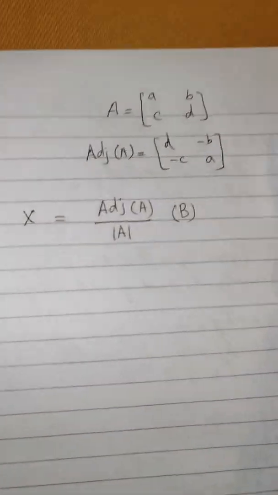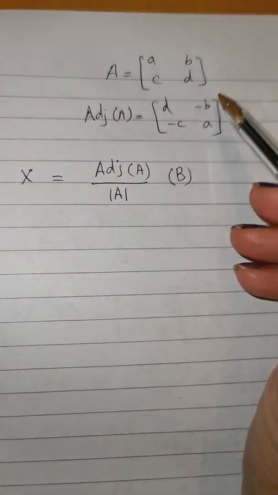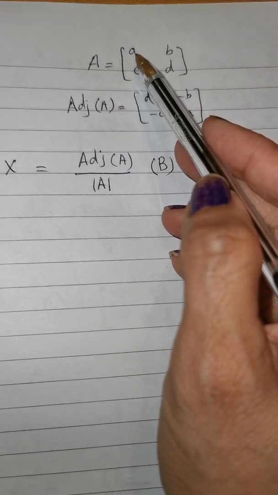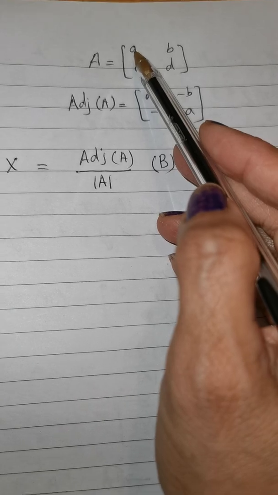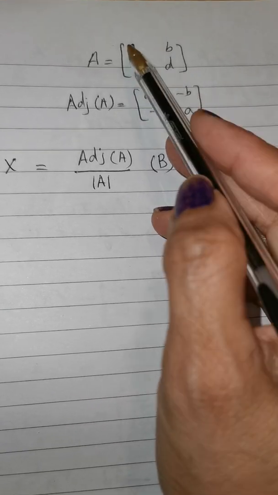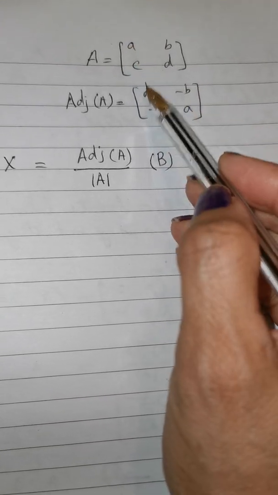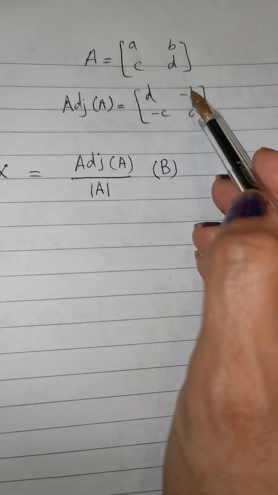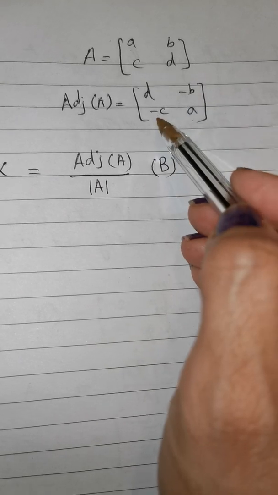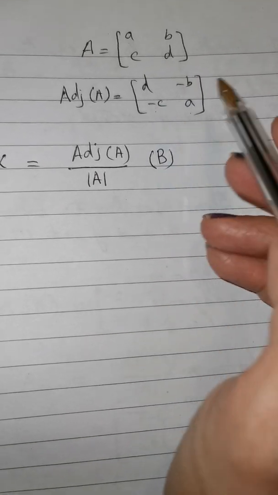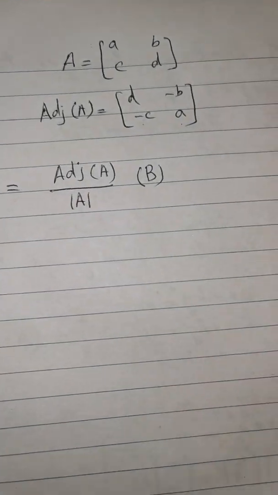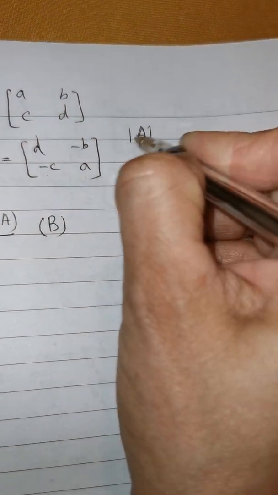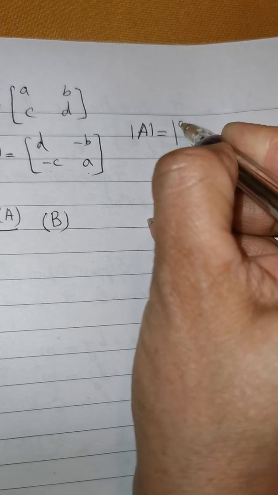Now the matrix A is a, b, c, d, and what will be its adjoint? For the adjoint of A, we will interchange the diagonal elements: d will come first and a will become fourth, and we will change the sign of the other remaining entries. This is the adjoint of A. Now what will be the determinant of A? You can find it here. The determinant of A we will find like that.